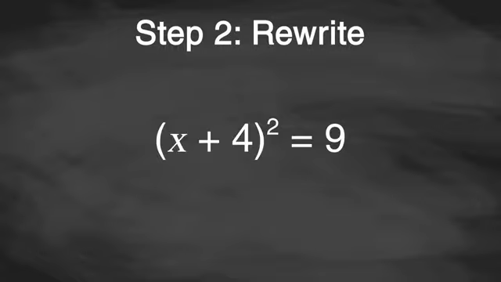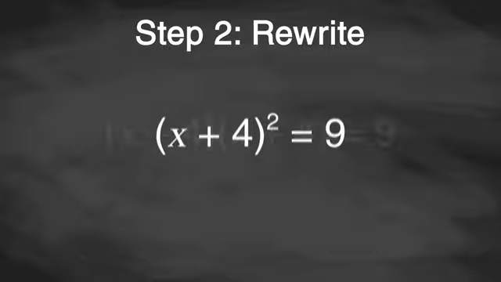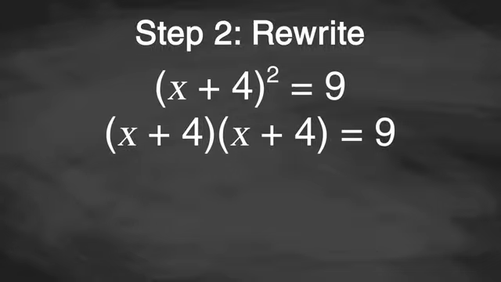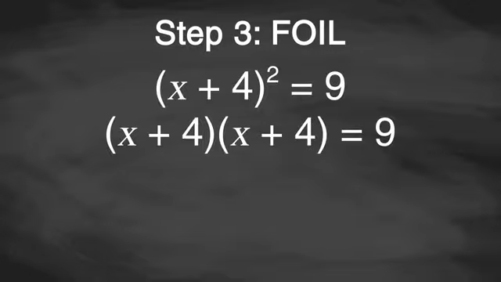Step 2. Rewrite the term so the binomial is multiplied by itself. The quantity x plus 4 times the quantity x plus 4 equals 9. Step 3. Use the distributive property or FOIL.